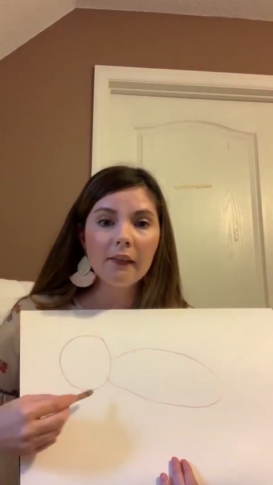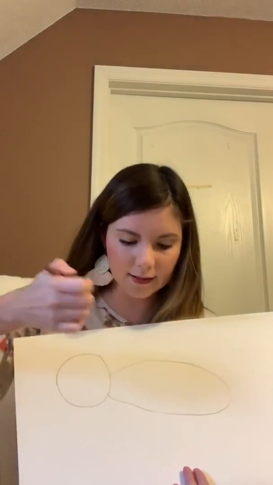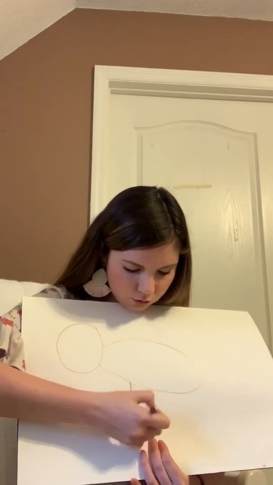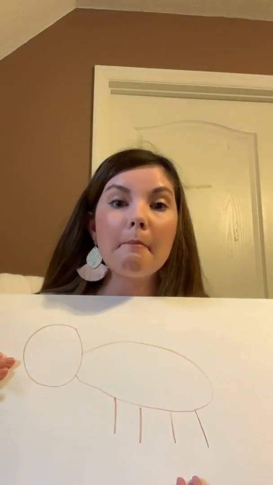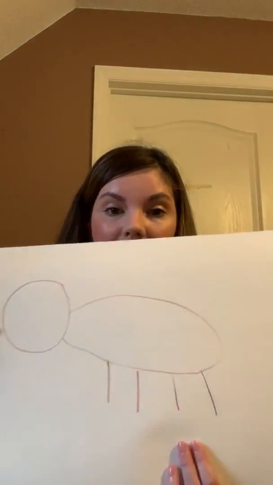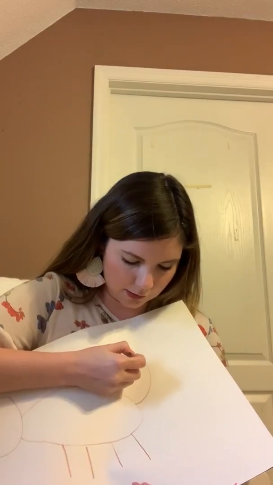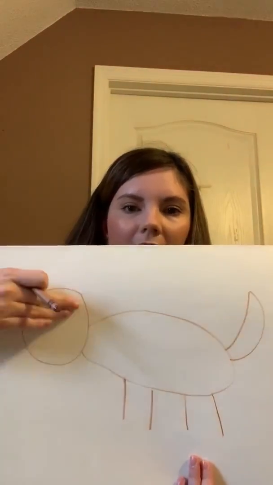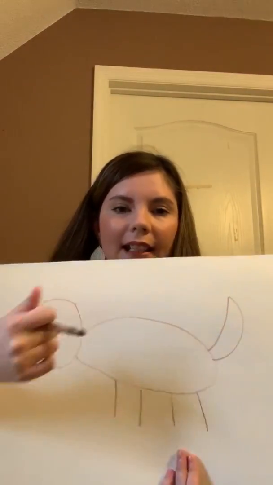So now I have the head and I have the body. Now I'm going to give my dog 4 legs because my dog has 4 legs. So I'm going to go 1, 2, 3, 4. And my dog has a tail. So after I do my 4 straight lines down for my oval, I'm just going to do a line up and down. And there's his tail. So I have a head, a circle, an oval, 4 legs, and a tail.